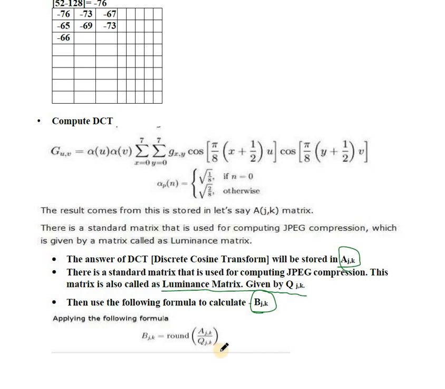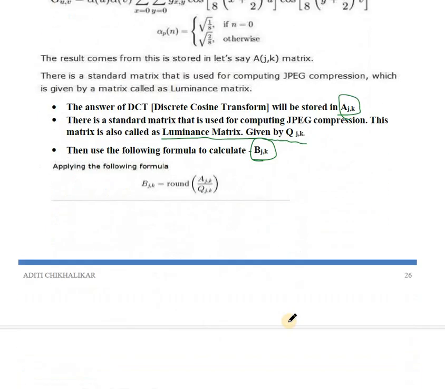And whatever answer you get, because it is a division operation and there is a high chance that the answer comes in a decimal number, you have to round it off. So A of JK is your DCT answer. Q of JK is a standardized matrix, the luminance matrix, which is already in existence. You calculate B of JK by A of JK upon Q of JK.